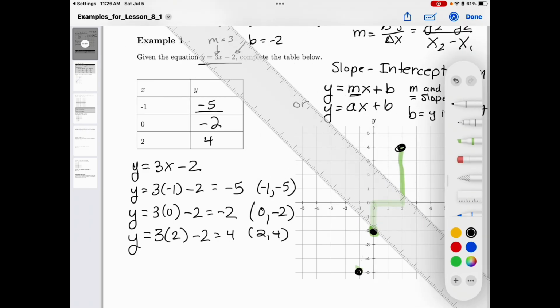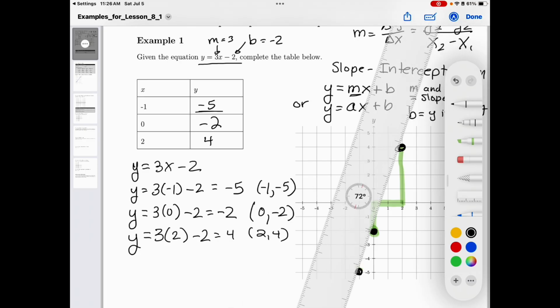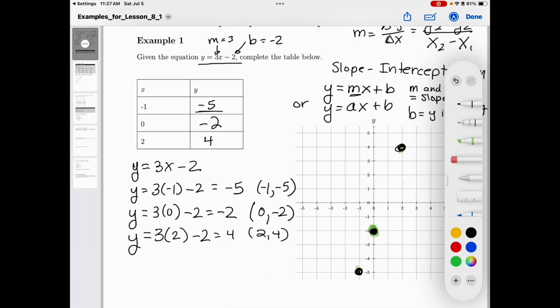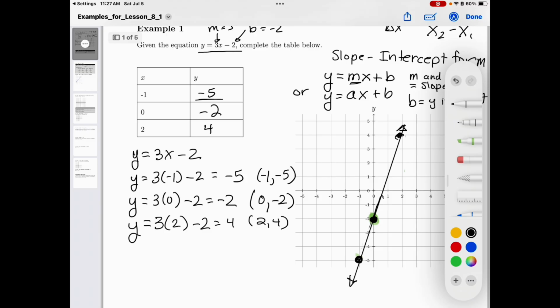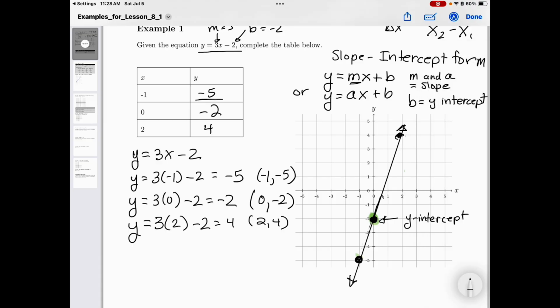Now, when I draw a line with my ruler and connect the dots, so here's my line that goes through all of these points. Notice that where it crosses the y-axis is at -2. So this point right here, that's my y-intercept. It's the value of y when x is 0.